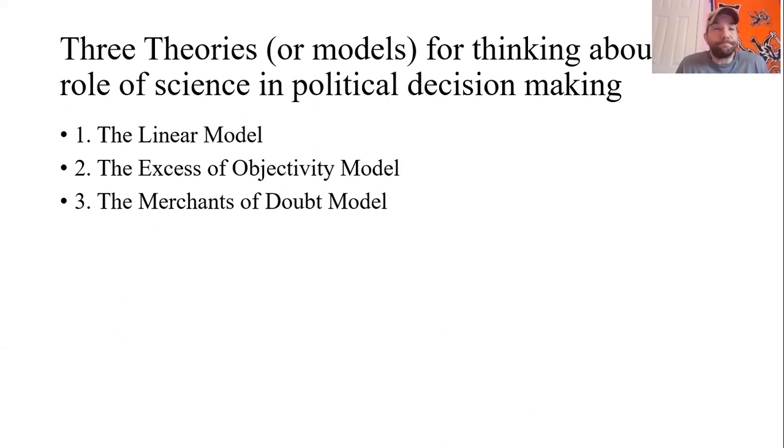Okay, I got these 3 models for you, or theories, just to help us think about the role of science in political decision making. So that's the rest of this talk. I'll just go through each one briefly and talk a little bit about the pros and cons of each model. My job is not to tell you what to think about these or to argue that one is right and the others are wrong. It's just to give you tools for thinking about situations that you're going to encounter for the rest of your lives as you think about science and politics.